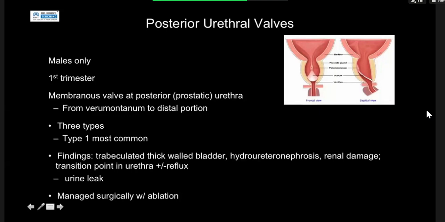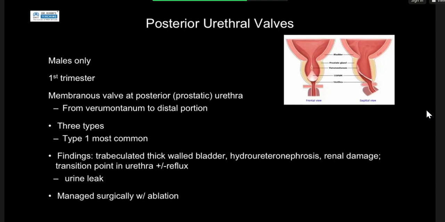So this is your membranous valve here. And there are three types. I'm not going to go into all three types, because type 1 is the most common, and that's where you get a valve which has two folds which go anterior inferiorly. So here we go, it's coming anterior inferiorly, and then they fuse at the anterior portion. And then because of the valve causing outlet obstruction, you get back pressure, you get dilatation of the pelvicalyceal system and the ureters, which become quite tortuous.